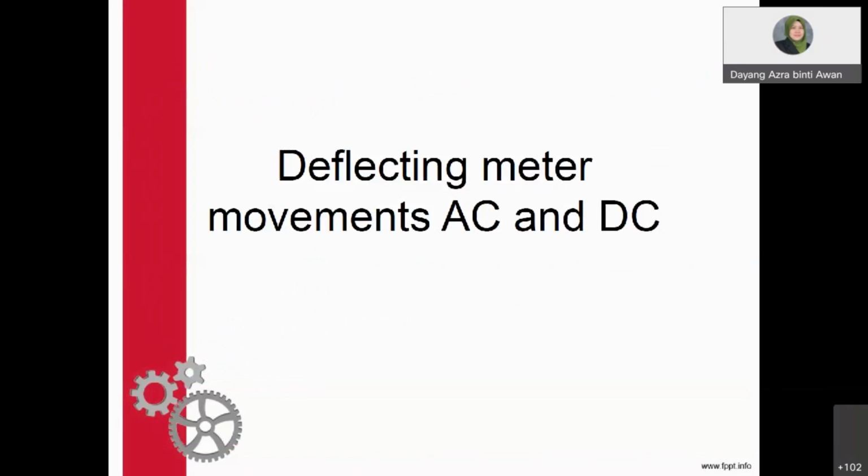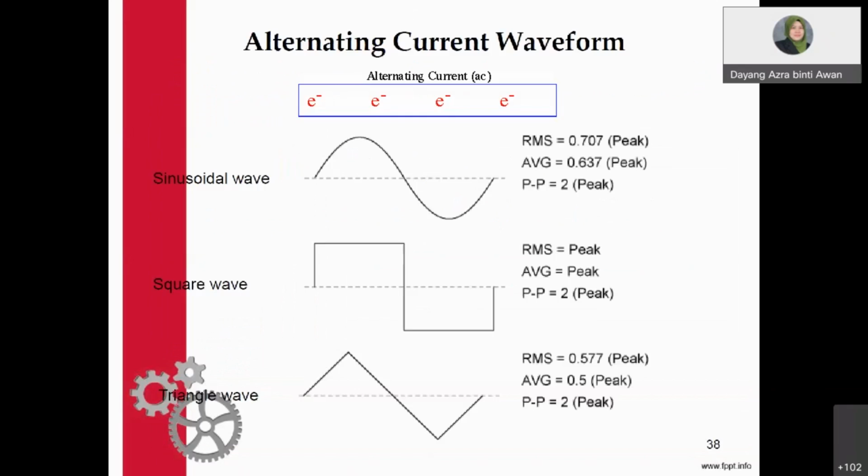And then we move on to the deflecting meter movements, AC and DC. This is how the alternating current looks like. This is the sine wave, this is a square wave, and this is the triangle wave. This one can be viewed when you are using an oscilloscope.